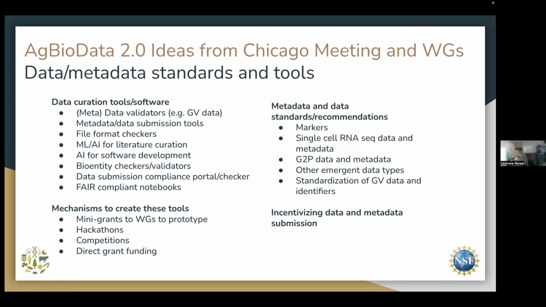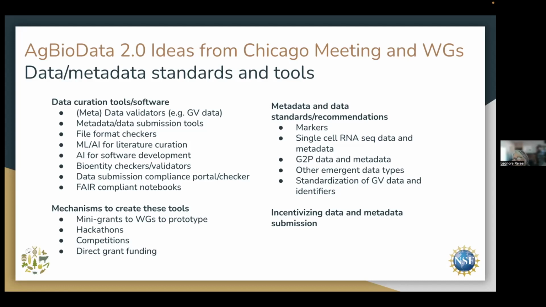So I think we've heard as a theme that we may have different standards, but not everybody is using them. And there are also the problems with the barriers towards data verification. So there were a lot of ideas about having data and metadata validators, facile tools to promote submission, file format checkers, the importance and application of machine learning and AI to improve our literature curation and other applications of AI in software development. People had ideas about bioentity checkers and validators. Those of us who work in databases know that nomenclature is a huge problem.